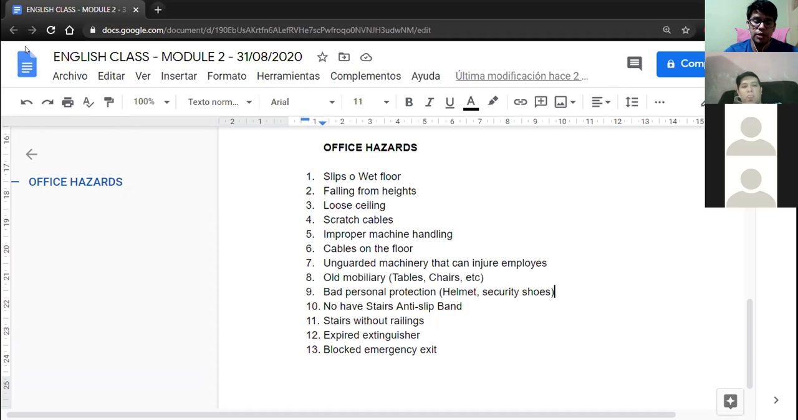So what could happen in case the emergency exit is blocked? In the case of any emergency, the employees can leave the office, or they crowd there. Yeah, they crowd the exit. So, well, those are very important points. Many bad things can happen if the exit is blocked. Thank you.